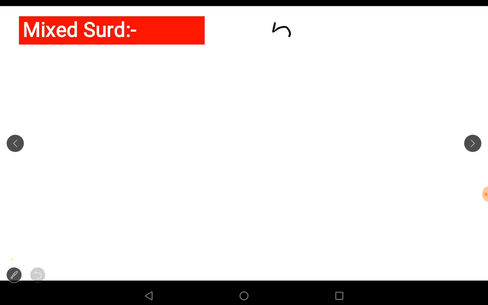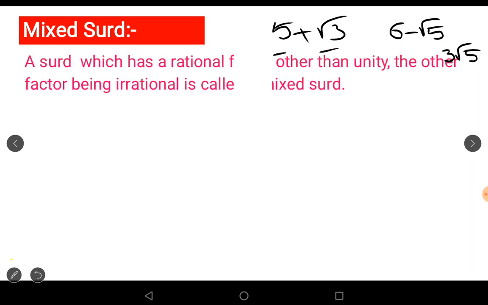For example, 5 plus root 3: 5 is the rational number, root 3 is the surd. Or 6 minus root 5. This is a mixed surd. Sometimes 3 into root 5 is also a mixed surd. One is a rational number, one is a surd, with addition, subtraction, multiplication or division. A surd which has a rational factor other than unity, the other factor being irrational, is called a mixed surd. For example, 2 into root 3, 5 into third root of 5.